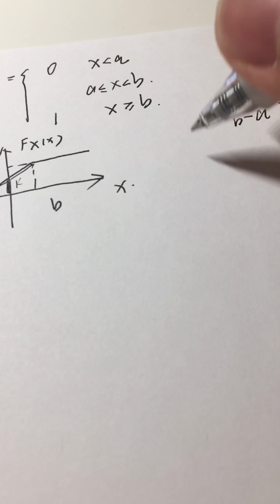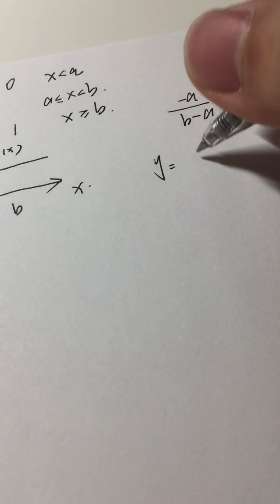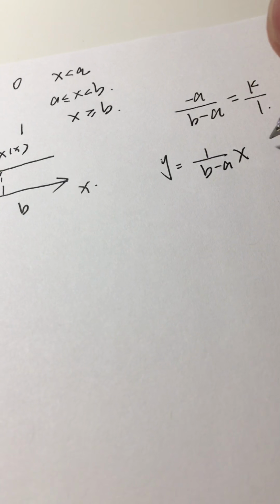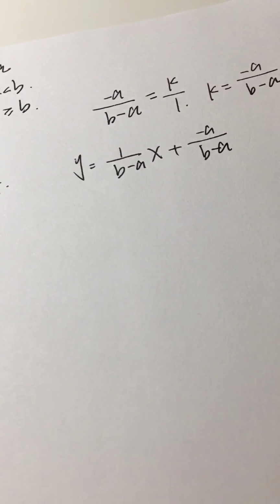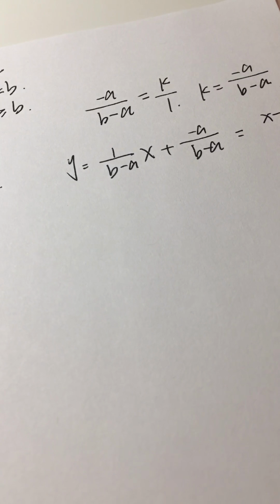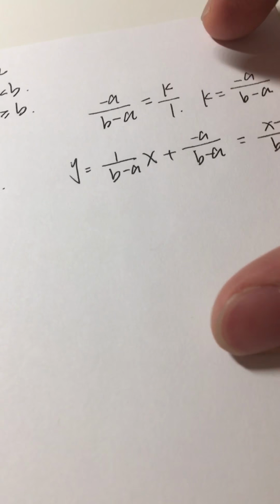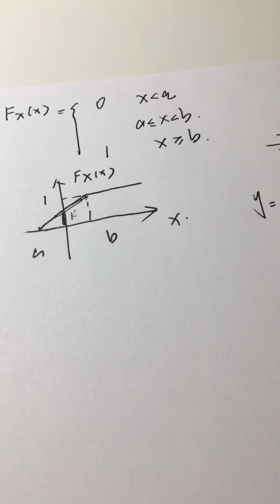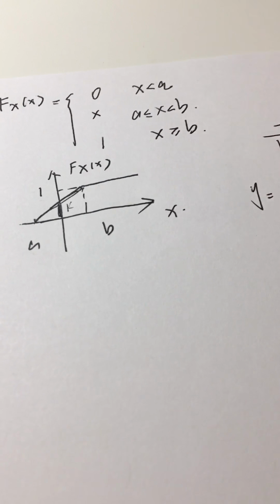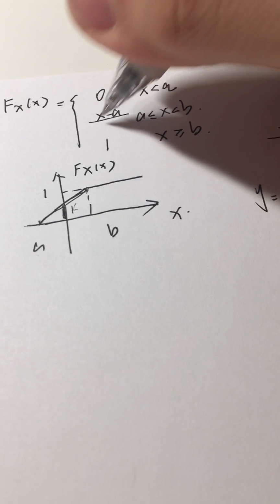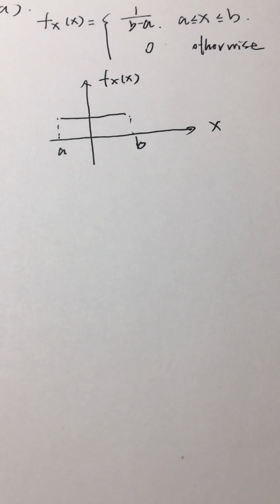So we can write this function in this form: 1 over b minus a times x plus k, which equals x minus a over b minus a. So when x is between a and b, Fx of x equals x minus a over b minus a. So this is question A.